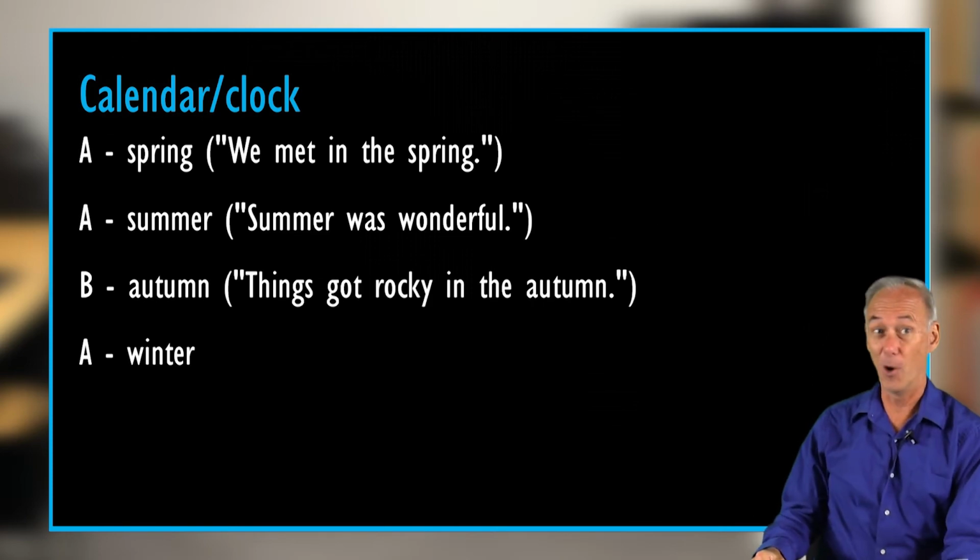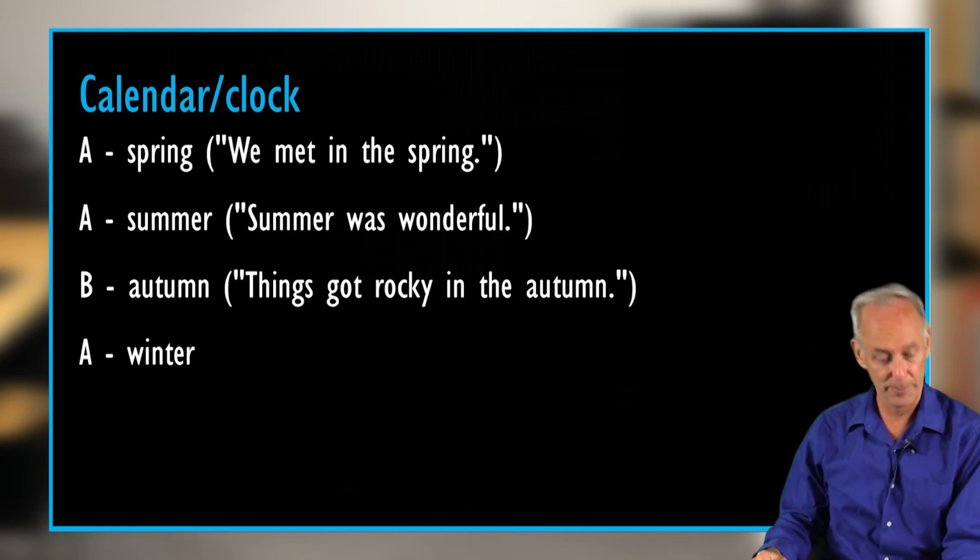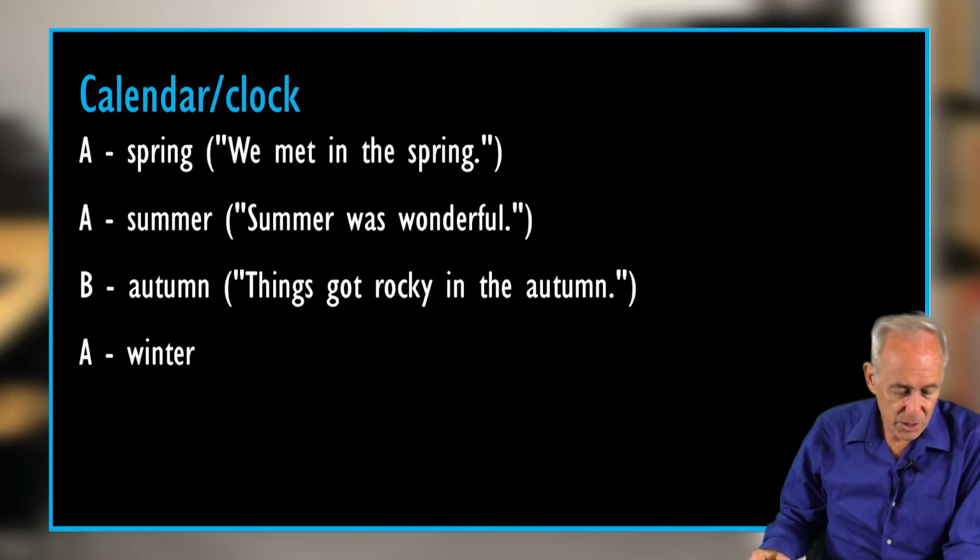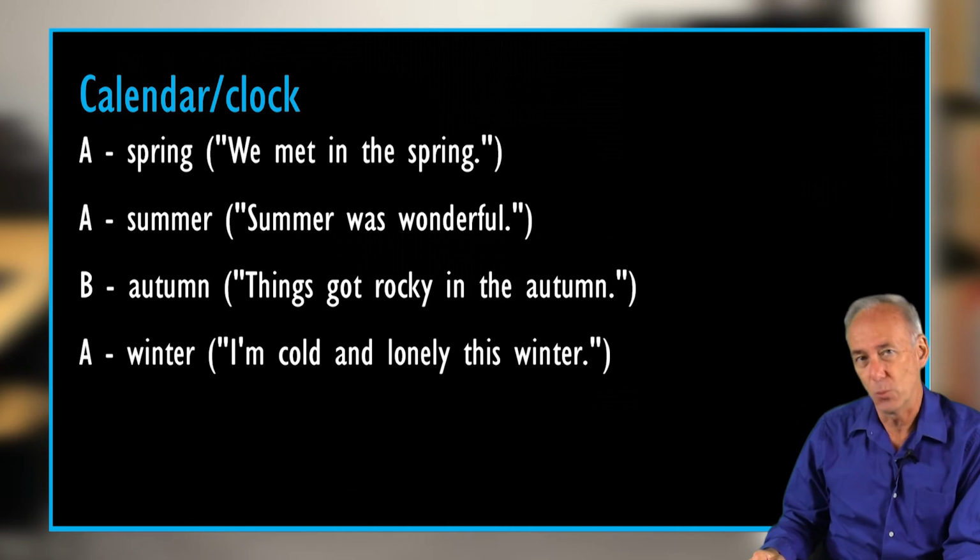And then the B section, but then things got rocky in the autumn. Something went wrong in that autumn, huh? Weather changed, and so did they. And then the final A is wintertime. I'm cold and I'm lonely this winter.